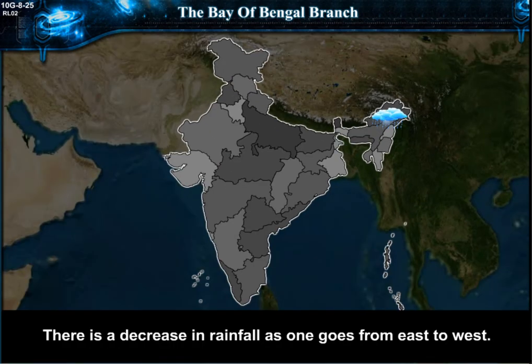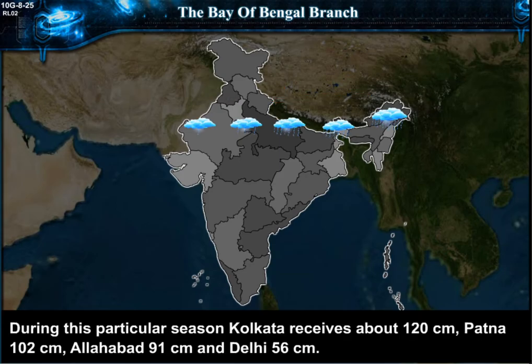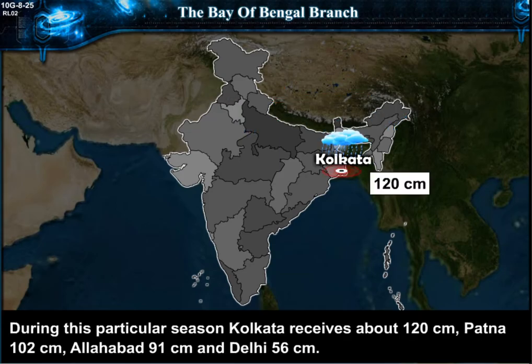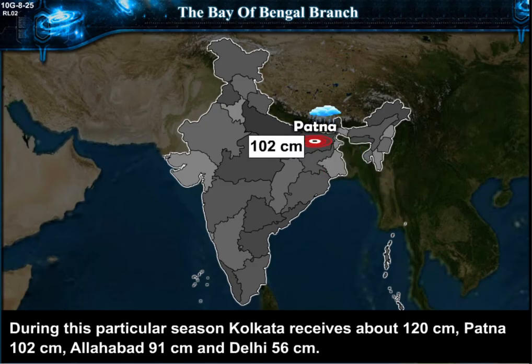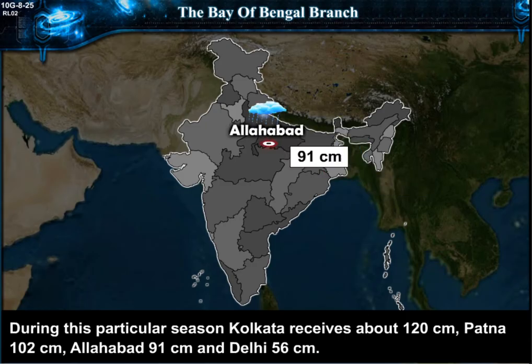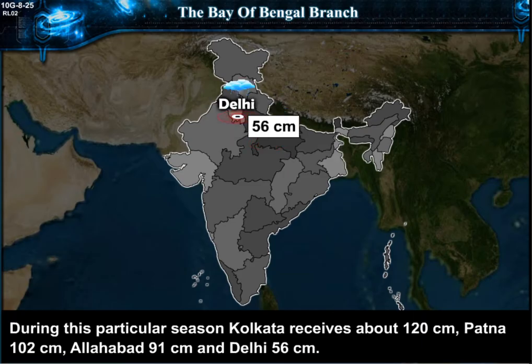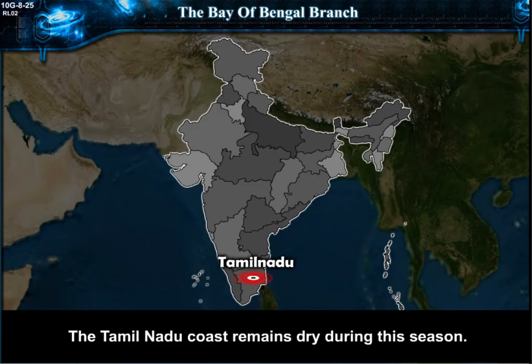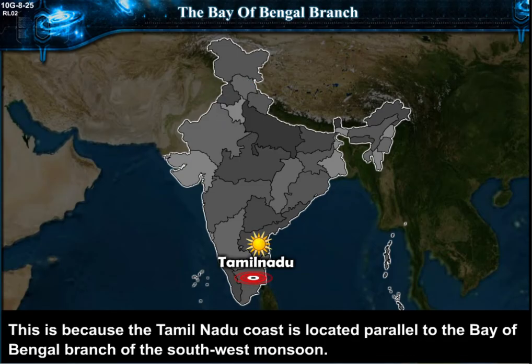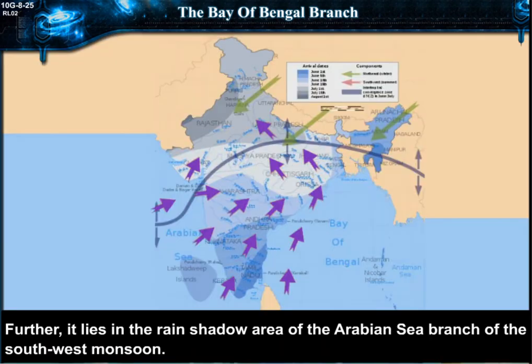There is a decrease in rainfall as one goes from east to west. During this particular season, Kolkata receives about 120 centimeters, Patna 102 centimeters, Allahabad 91 centimeters, and Delhi 56 centimeters. The Tamil Nadu coast remains dry during this season. This is because the Tamil Nadu coast is located parallel to the Bay of Bengal branch of the southwest monsoon. Further, it lies in the rain shadow area of the Arabian Sea branch of the southwest monsoon.